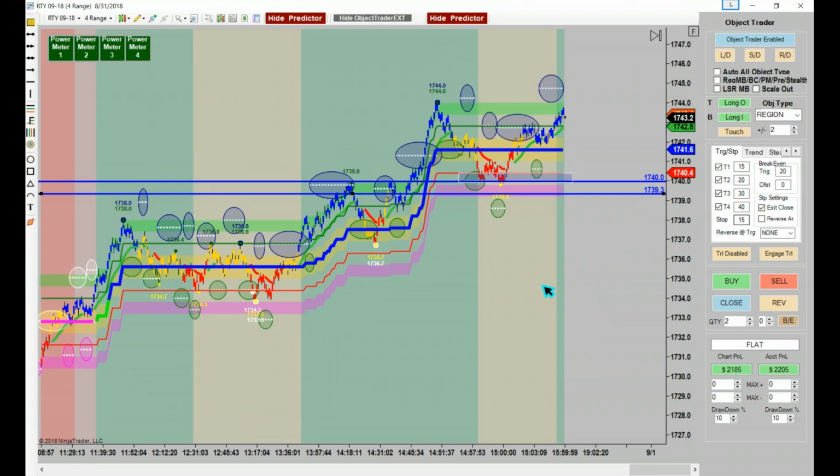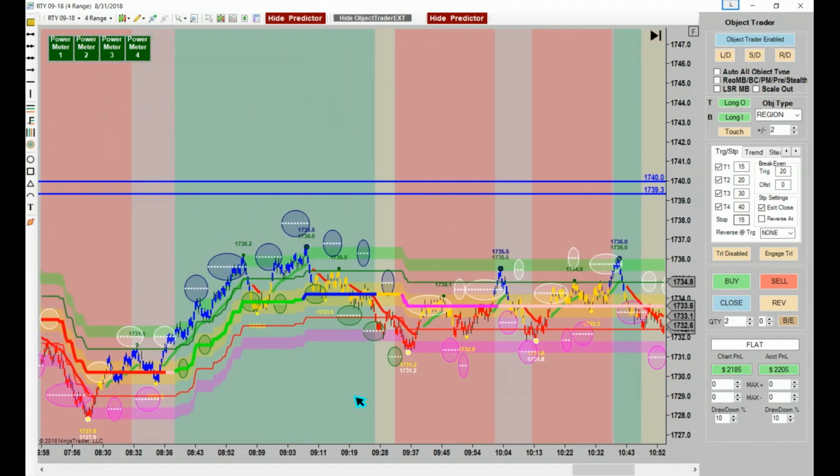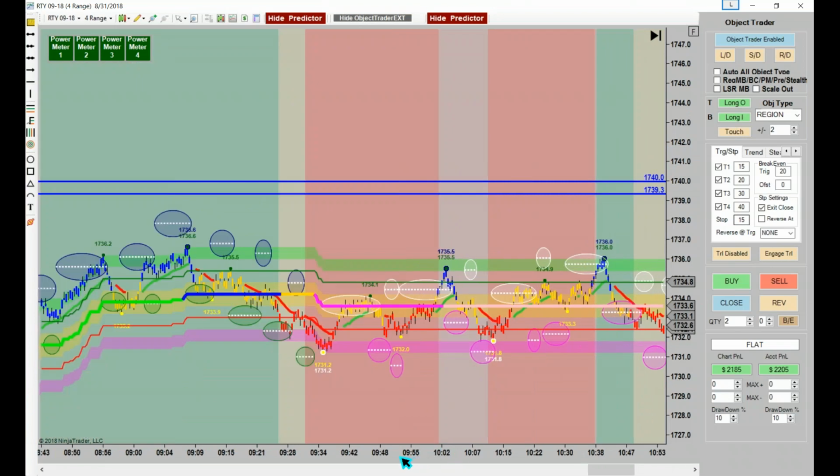Let's see, Paul, if you had not jumped in the trade at or around 940 and just boxed, would 1733 have been your entry? At what time? 940. Let me look at that one real quick. You're talking about this one right here. This one right here.